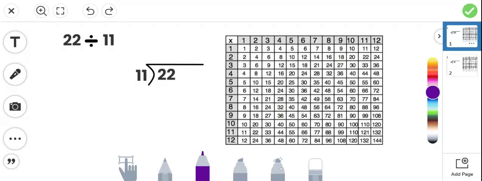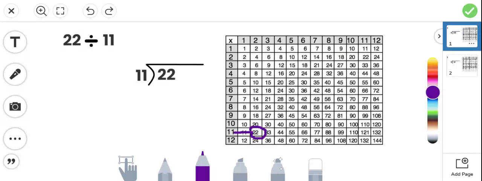Now that we know 11 is the divisor, we use the times tables by looking at the 11s, starting at that very first number 11, and use that to go to the dividend answer of 22. And so we're looking, we get to 22. Now we want the quotient.